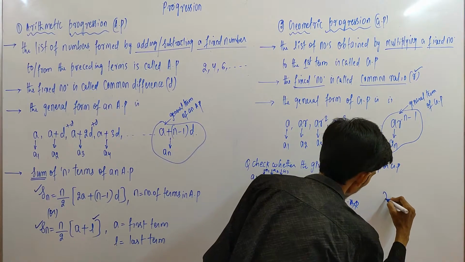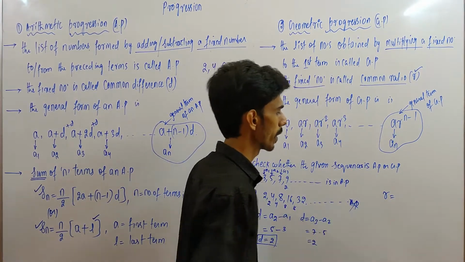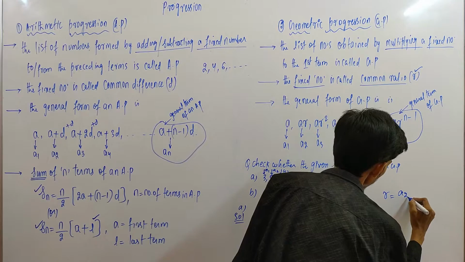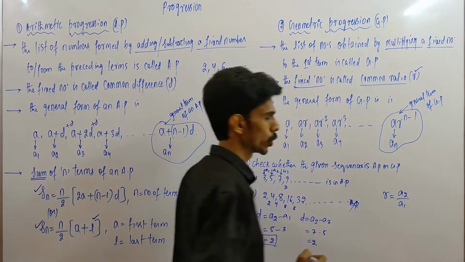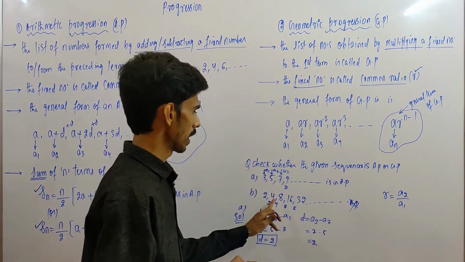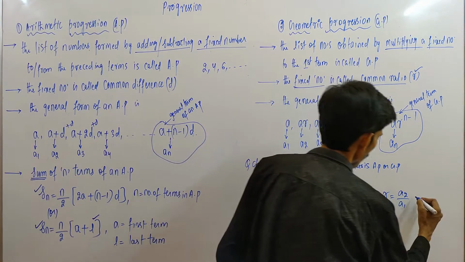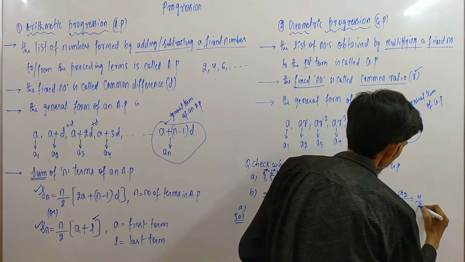In geometric progression we calculate our common ratio. Its value is A2 divided by A1, the ratio of two consecutive terms. Let us divide 4 by 2. We have 2.